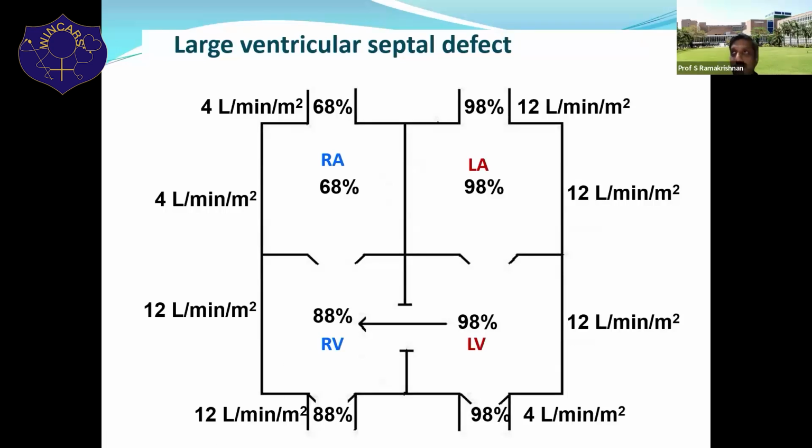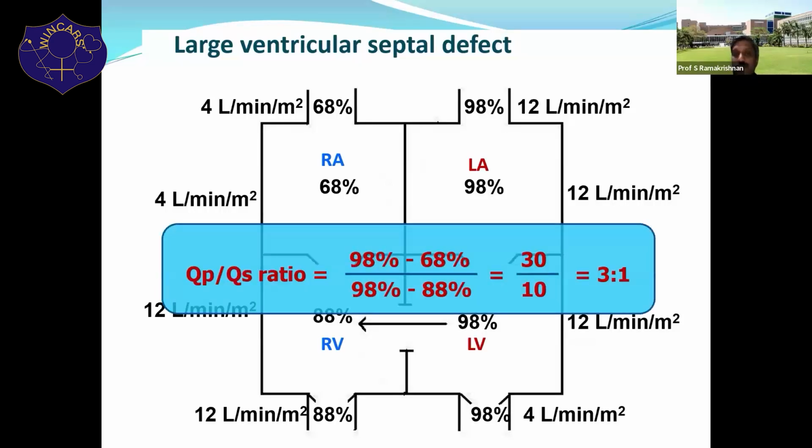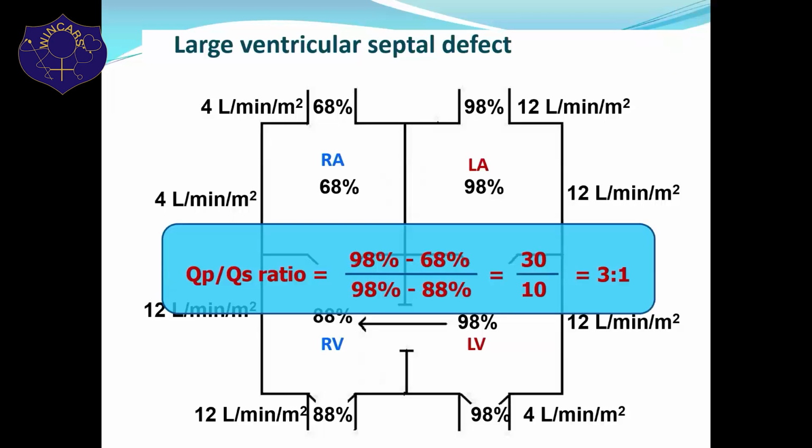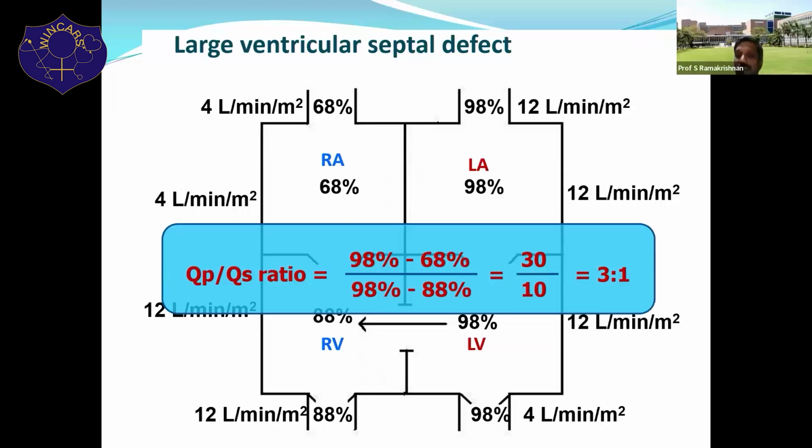Am I clear? So this is how you calculate QP/QS based on the saturation. Has everybody understood this? The importance is that everybody should understand. If anybody wants me to repeat again, I will repeat again. Any doubts, please write in the chat box, because these are absolute basics that every DM resident should be absolutely aware of. These are very basic things.